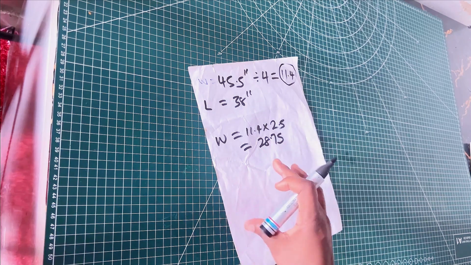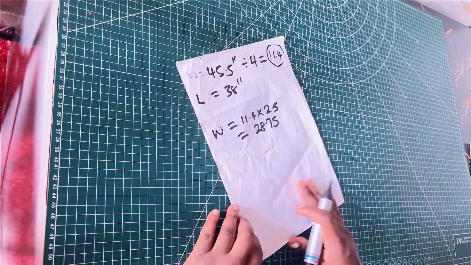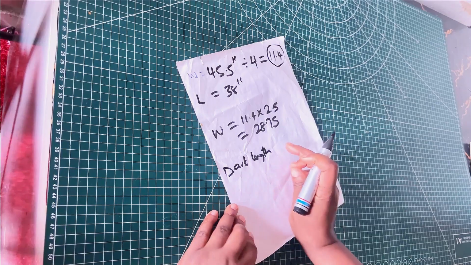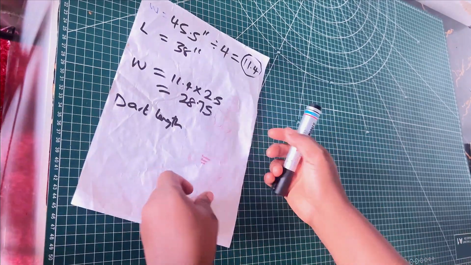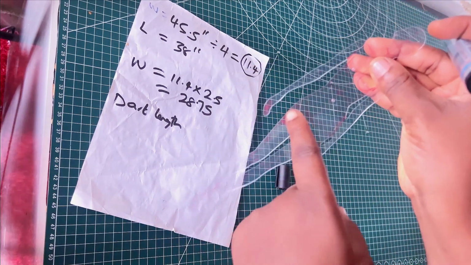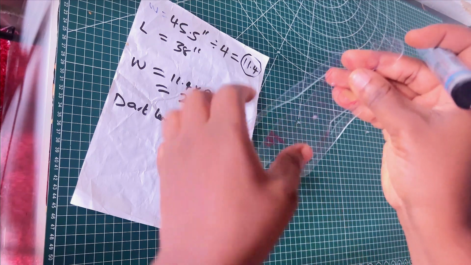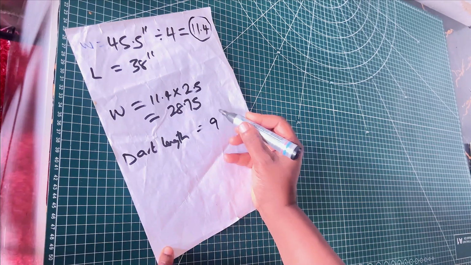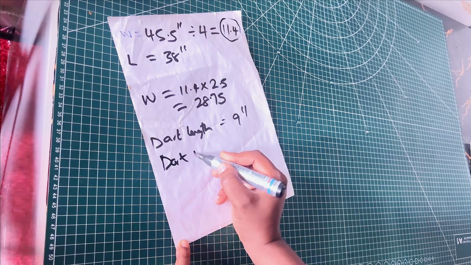This is going to have a dart, which I'm still going to explain when we get to the fabric. I just want us to get the calculations. For the dart, you are going to need your dart length. Your dart length is the distance between the highest part of your hip and your waist. So you just measure that distance. It's usually around 7 to 9 inches. The one I'm working with is 9 inches. So that's going to be your dart length.